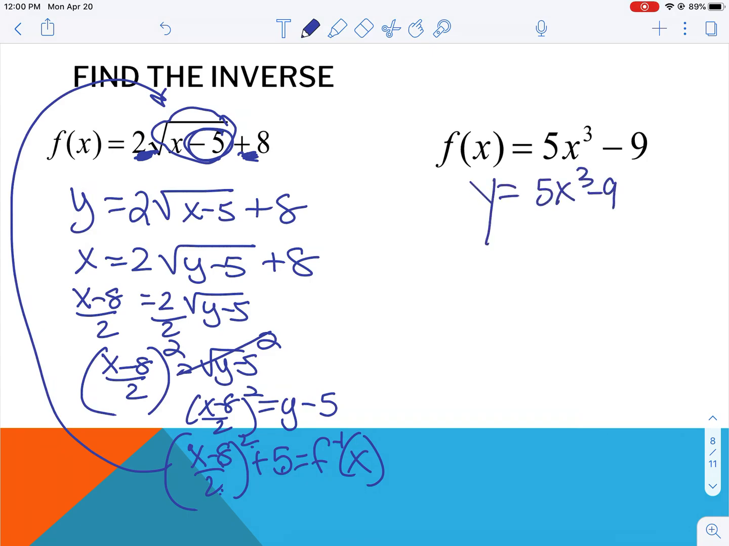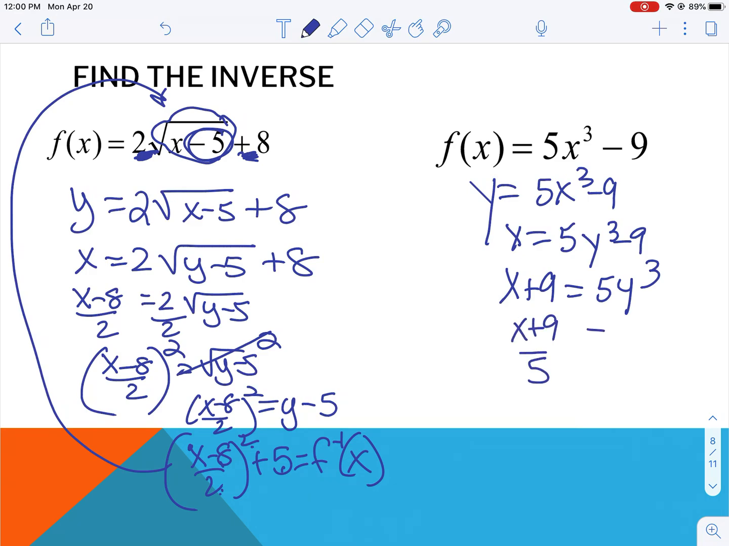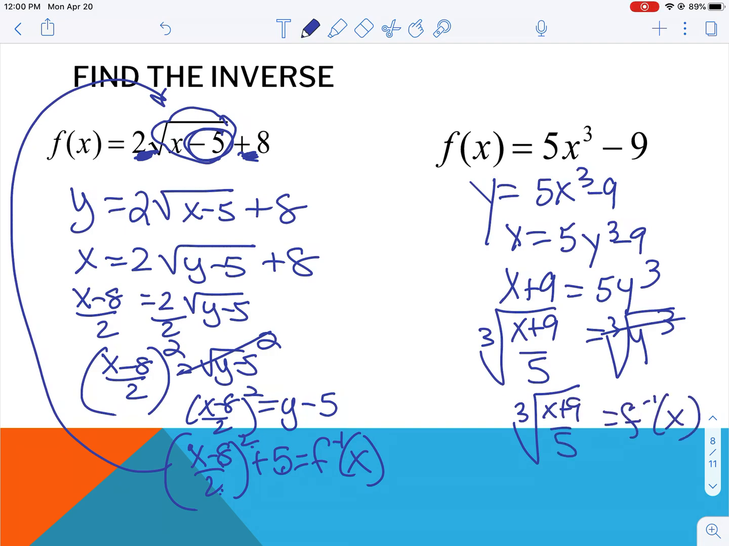Okay, so I've got y equals 5x cubed minus 9 if I swap the x and y. And now I'm going to add over the 9 and divide by that 5. And undoing a cube, I've got a cube root on both sides. So I've got that whole thing in a cube root.